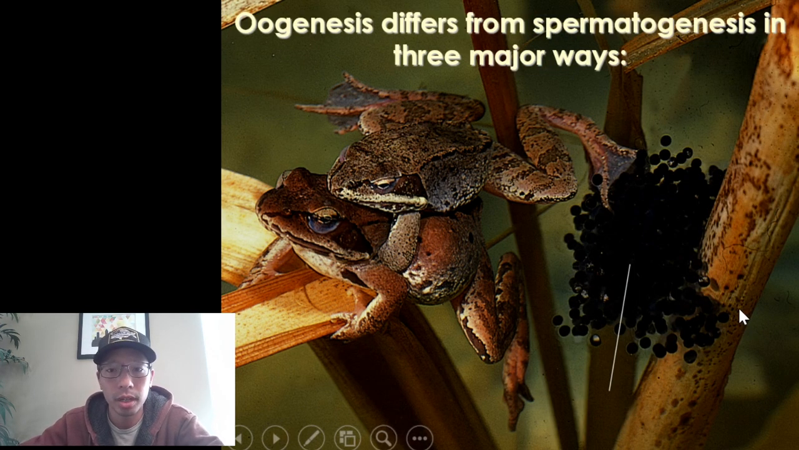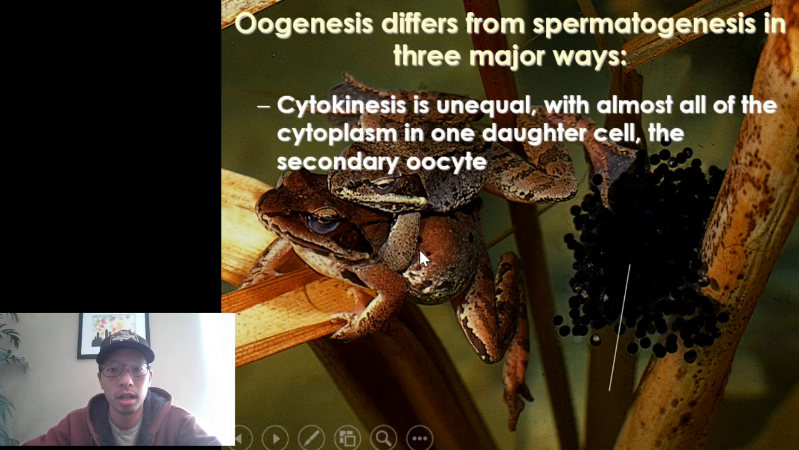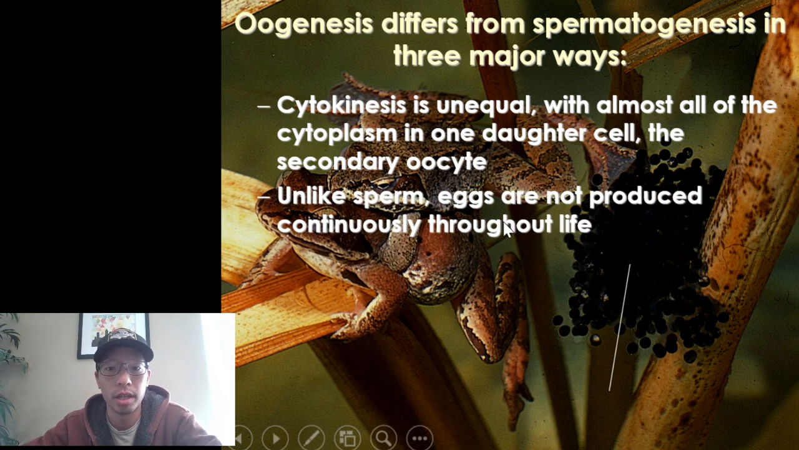Okay. So there are obviously quite some differences between oogenesis and spermatogenesis, and here are the main three differences. One is cytokinesis is unequal, right? In females, we saw that all the cytoplasm ends up in just one of the 4 daughter cells, which is going to become the egg, whereas in sperm, they are pretty even in their distribution.